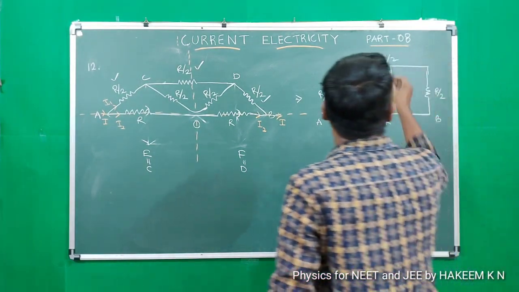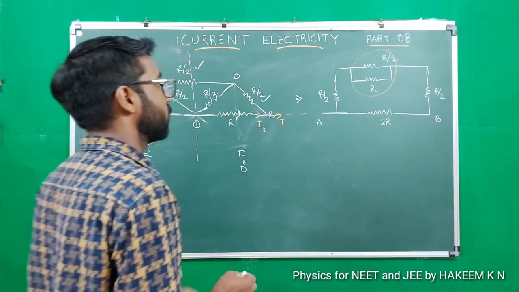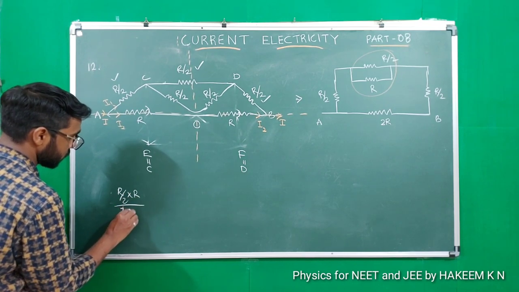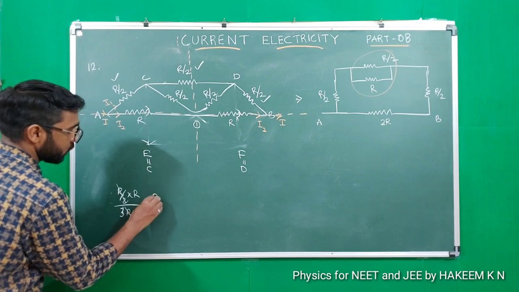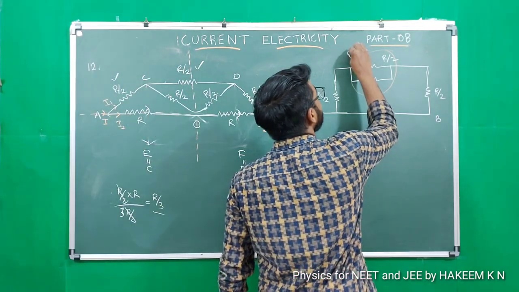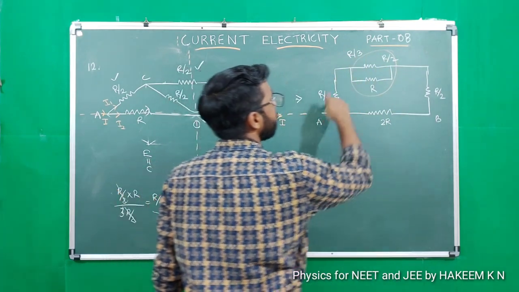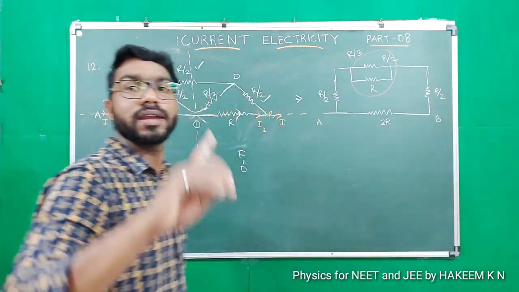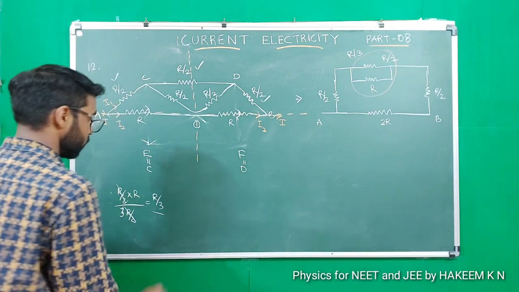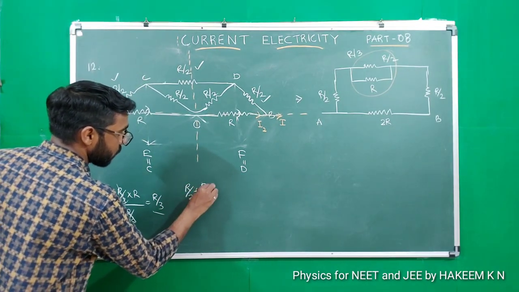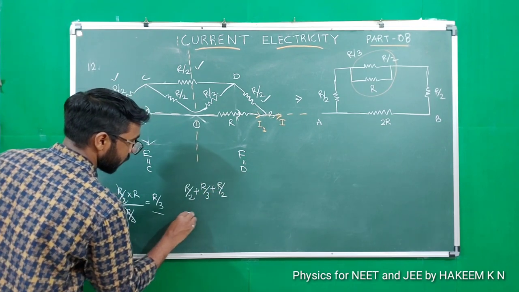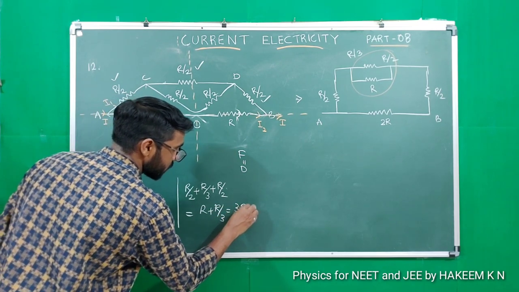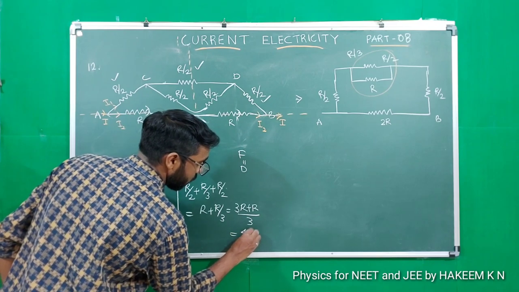How? First, R by 2 parallel with R, what will be the effective? R by 2 into R divided by R by 2 plus R, that is 3R by 2. We will get R by 3. So on the top, R by 2, R by 3, R by 2 are in series. R by 2 plus R by 2, we will get R. R plus R by 3, we will get 4R by 3. Once more: R by 2 plus R by 3 plus R by 2. R by 2 plus R by 2 is R. R plus R by 3, you will get 3R plus R by 3, that is 4R by 3.